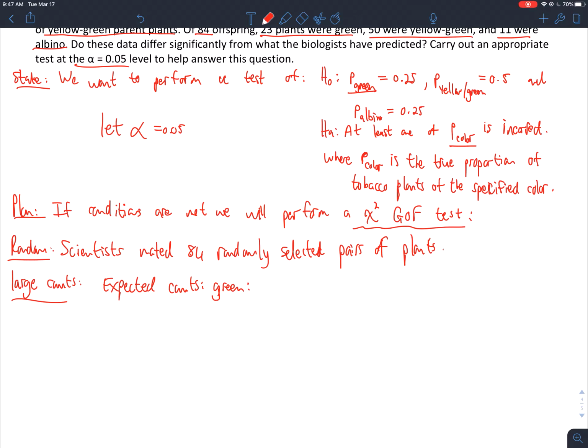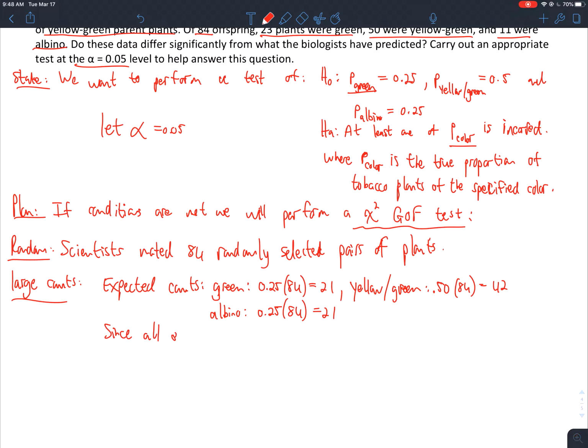Green would be, my expected count is 25% of 84, which is the sample size, which is 21. And then yellow-green should be 50%, 0.50 times 84, which is 42. This is my expected count. And then last one would be albino, and my expected count here would be, again, 0.25 times 84, which is 21.